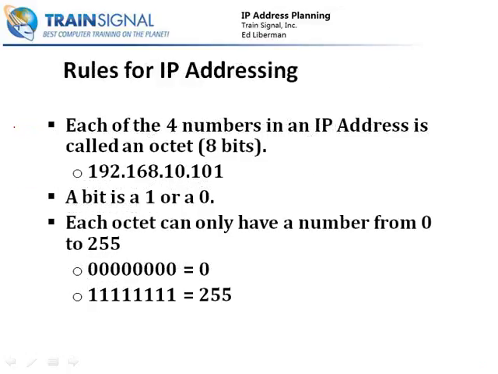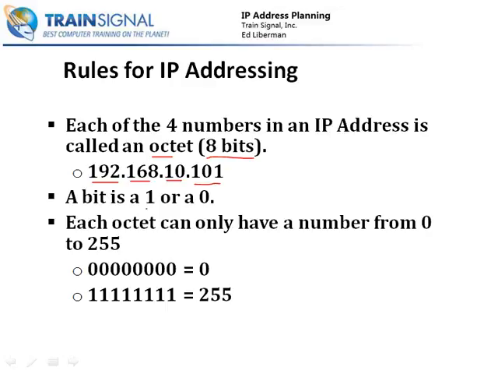Now let's take a look at some rules that you should understand about IP addressing. And the first thing we have here is understanding that each of the four numbers in an IP address. See here in an example I have 192.168.10.101, right? We have four numbers separated by dots. Each of those four numbers is called an octet.